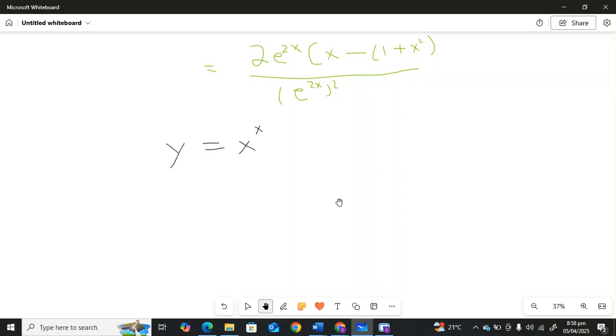Okay, we need to derive y equals x to the power x. So here what needs to happen is we need this exponent to become a normal variable here. And the way we do that is we introduce a natural log. So it's a natural log of y equals, this x power now comes here, x natural log of x.